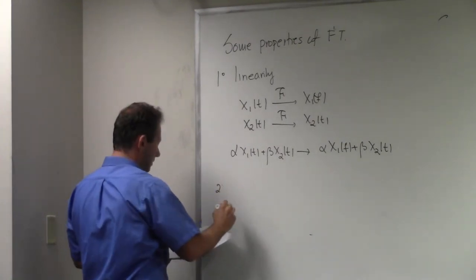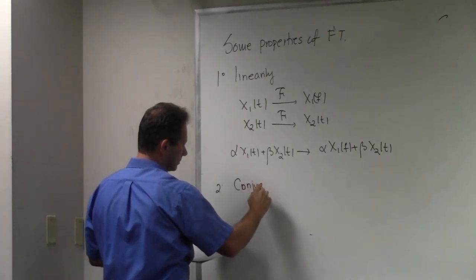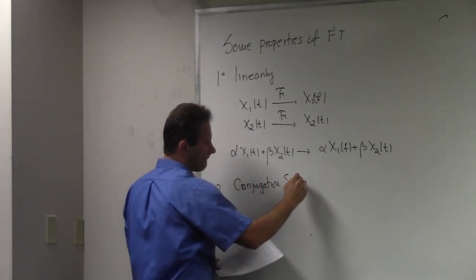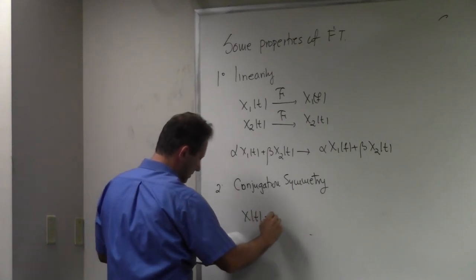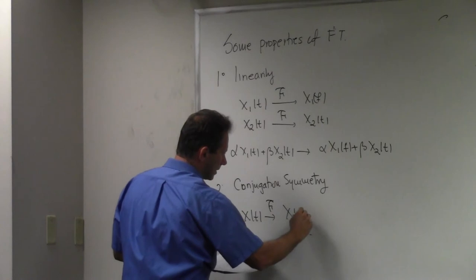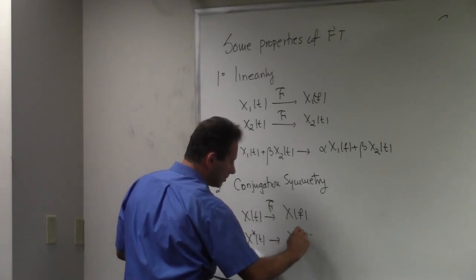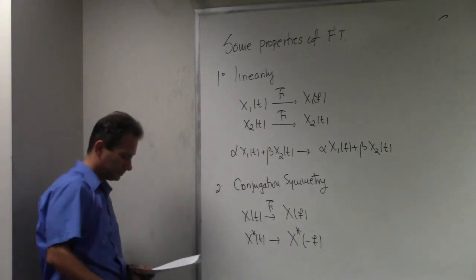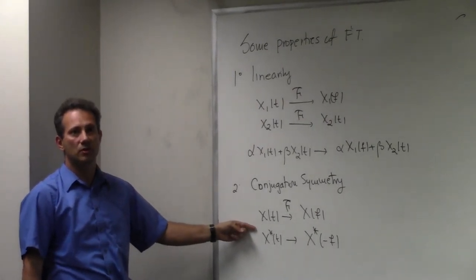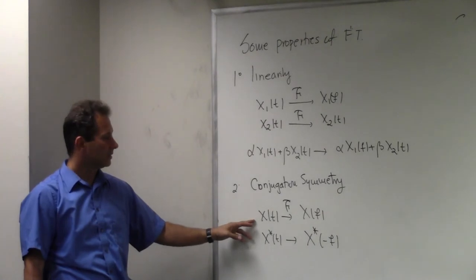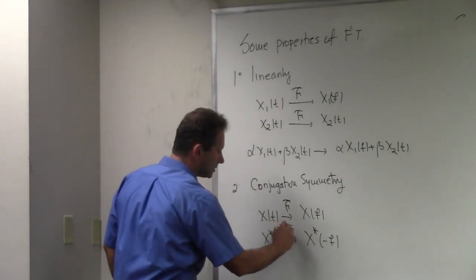The second one is conjugation symmetry. This one says if x of t has a Fourier transform X of f, then x complex conjugate of t has a Fourier transform X complex conjugate of minus f. In general, don't forget, x of t can be a complex signal in its own right, and it can have a real and imaginary part. So this property would hold. Let's demonstrate this one.